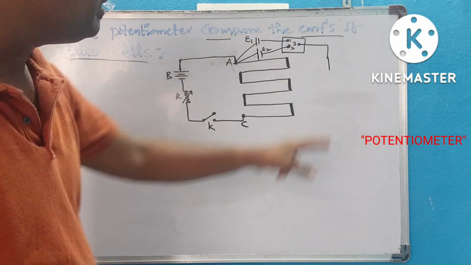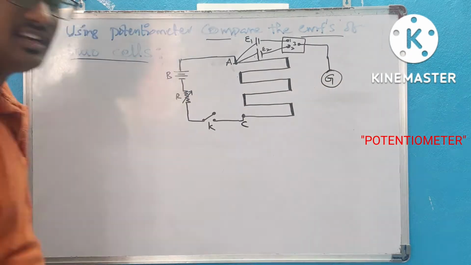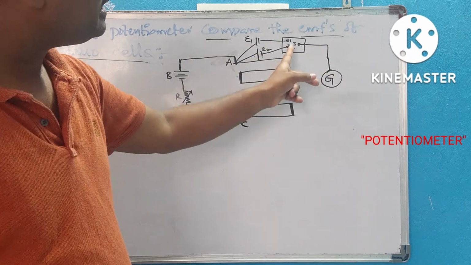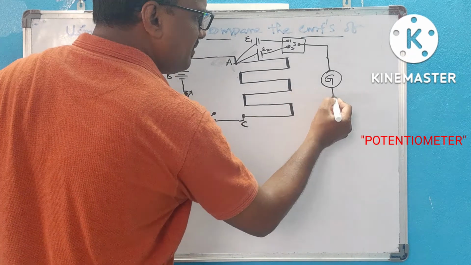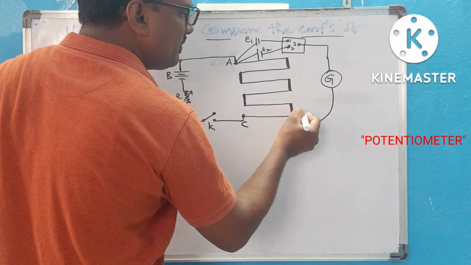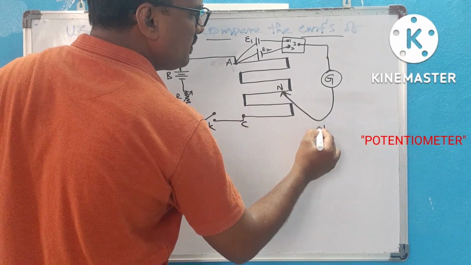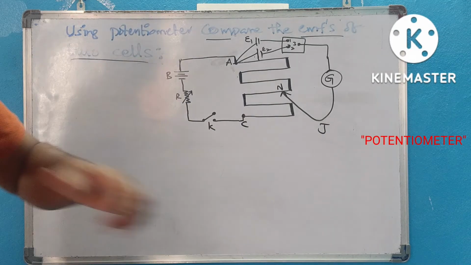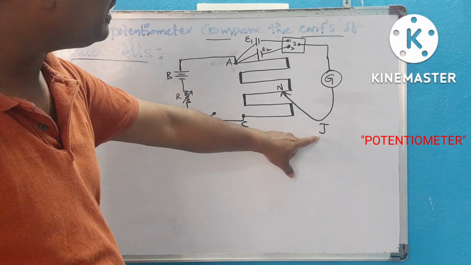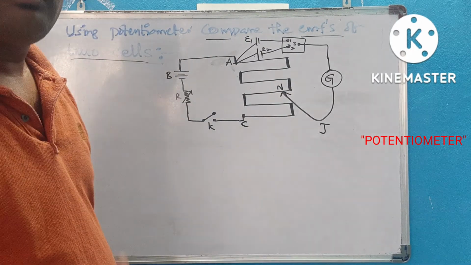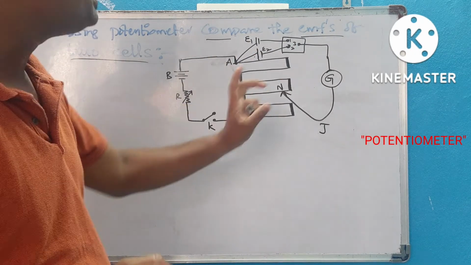So through this two-way key we can connect a galvanometer here. And this is called the jockey. This jockey is connected through the galvanometer, and the jockey slides over the wire from A to C.